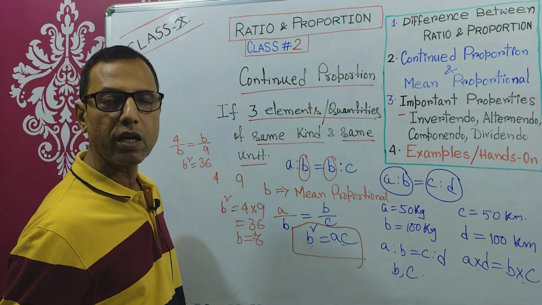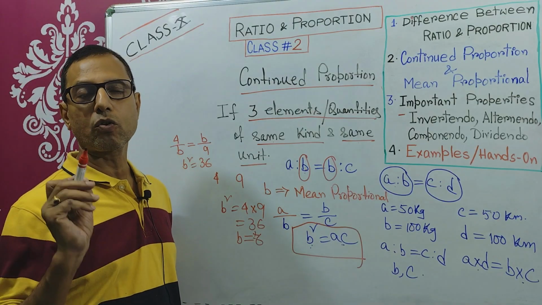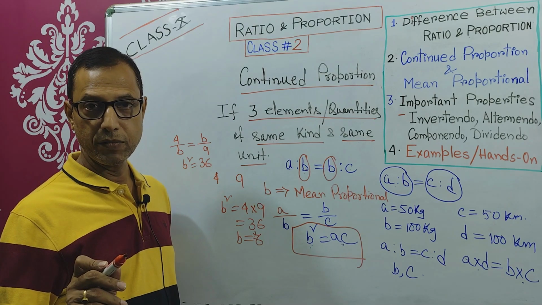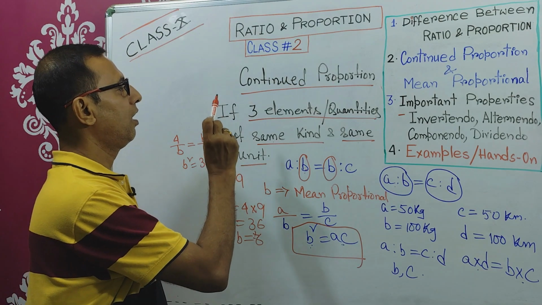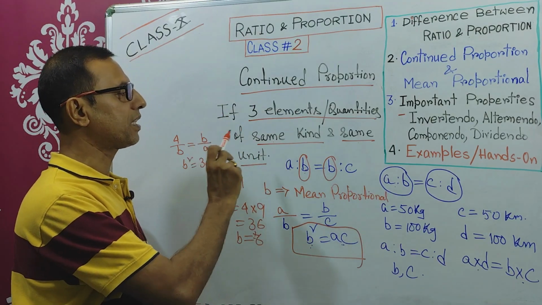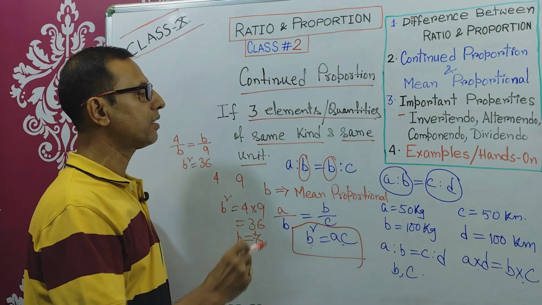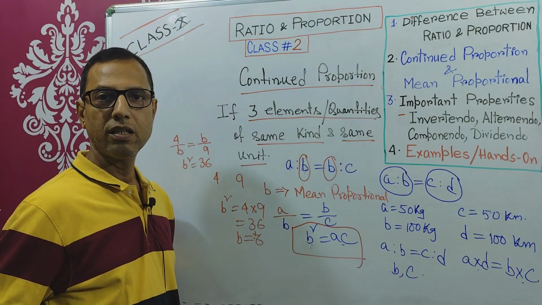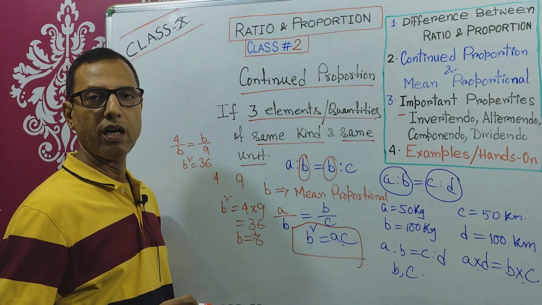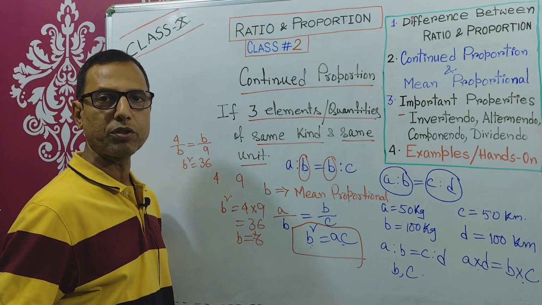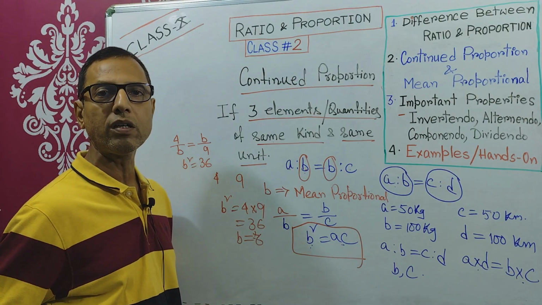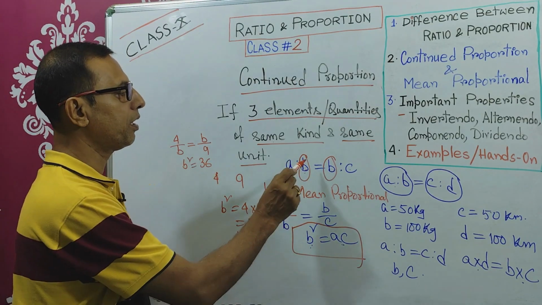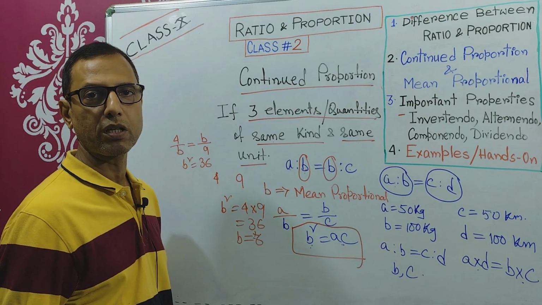So for mean proportional, if three elements or quantities are of the same kind and same unit, then only you can say it is in continued proportion. When there are three elements and you are building the proportional relationship, definitely there is one common one. Which is the common one? Proportional mean or mean proportional. So here B is the common one. B is called mean proportional.